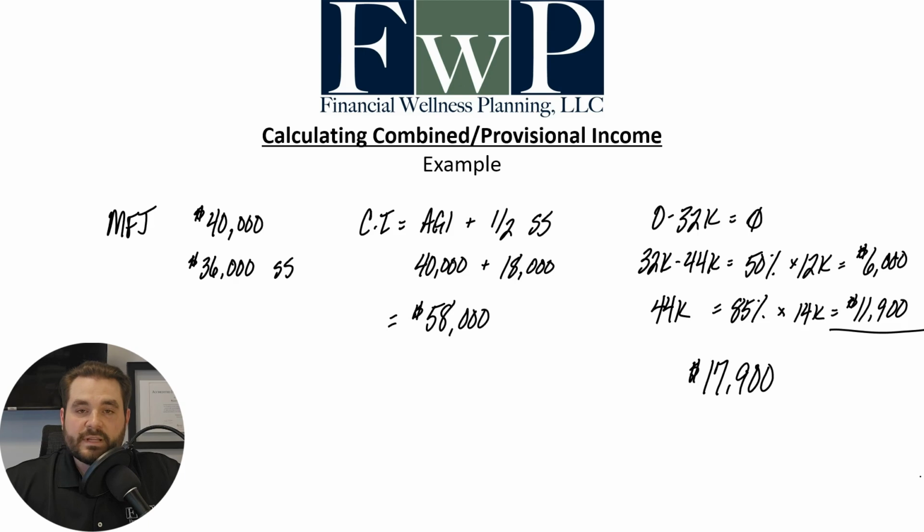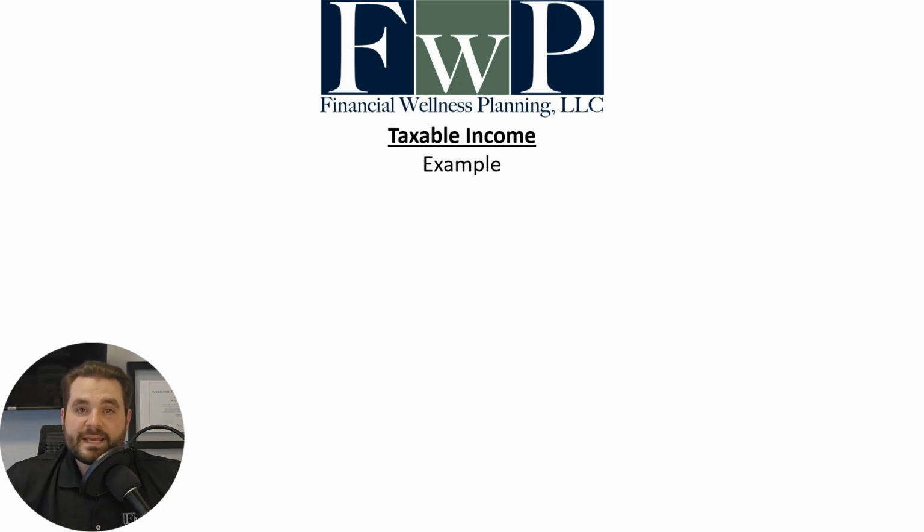So if you do these calculations and the numbers add up to more than 85% of your Social Security benefit, you don't use these calculations. You simply take your Social Security benefit and multiply it by 85%, and that's how much of your benefit is taxable. So the next thing we're going to do is take that taxable Social Security number and figure out what their estimated federal tax bill might be.